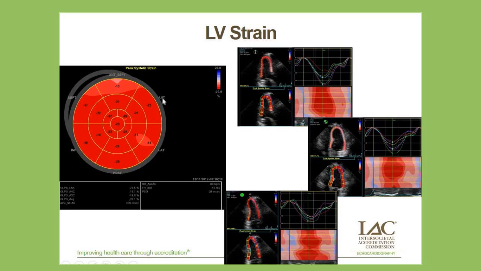So that's something that we would want to look at in each view in detail, and then also look at our bullseye view. And here you can see where we have our global longitudinal strain average displayed here, which is a very normal one.